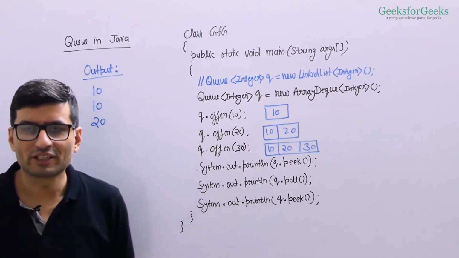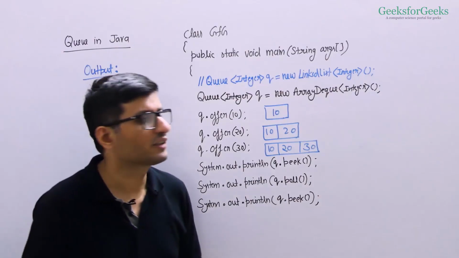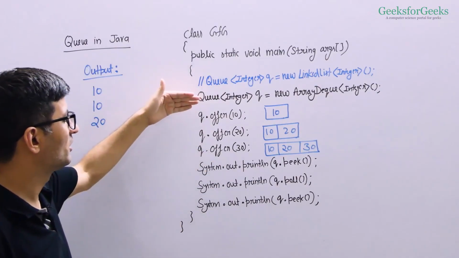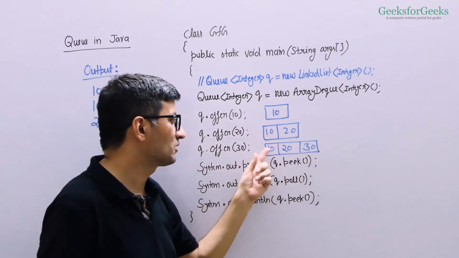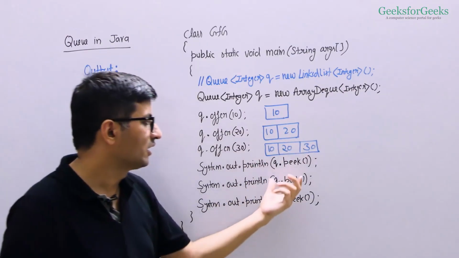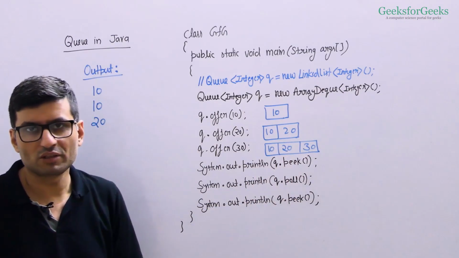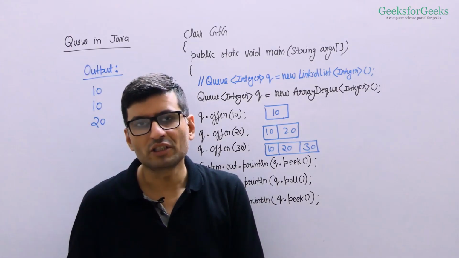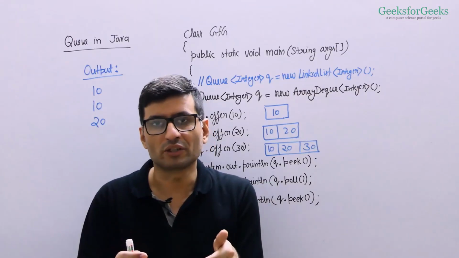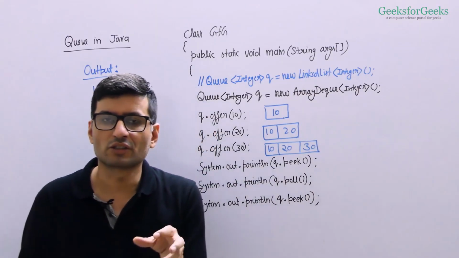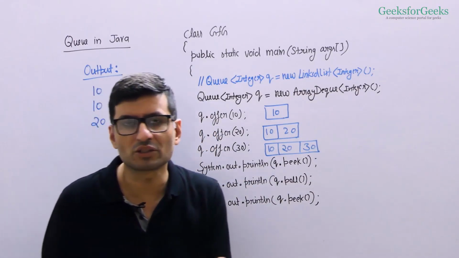Let us now take a look at another coding implementation. Here we have a queue, then we are again adding items 10, 20, 30. So this is how our queue is. This is first and this is last. Now let's see the peek function in Java. The peek function gives you the next item which is going to be removed, which is the first item of the queue. It does not remove the item though. It just tells you the first item of the queue.